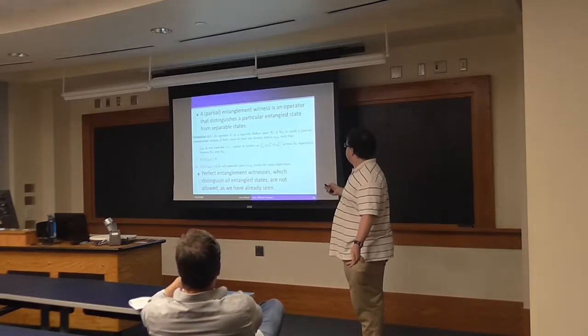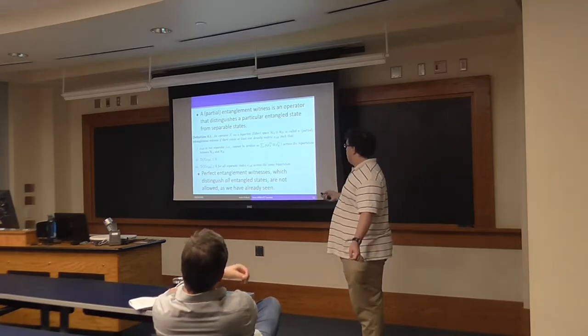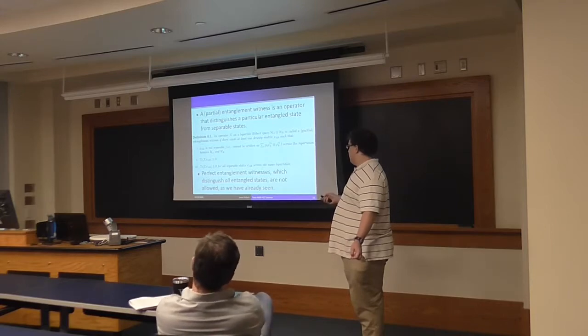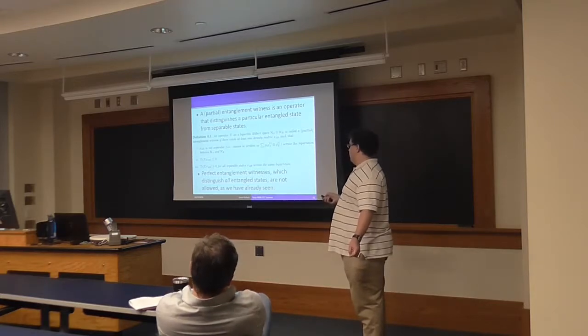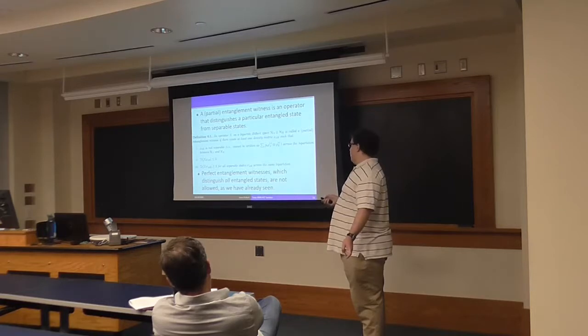And just more precisely, an entanglement witness is an operator where if you apply it to one particular entangled state, it gives you a different outcome than if you apply it to every separable state. So this just differentiates one particular entangled state from product states. This answers the question: is it some entangled state, or is it not entangled at all?